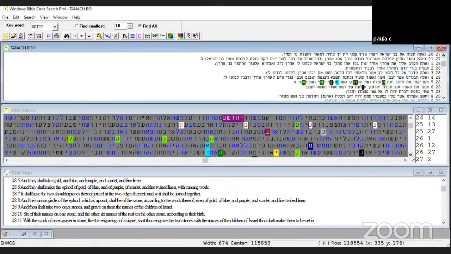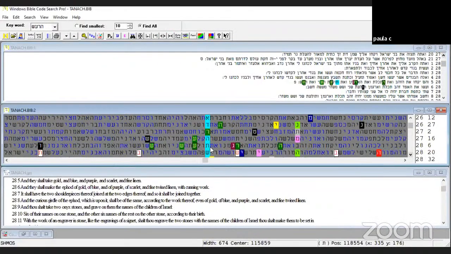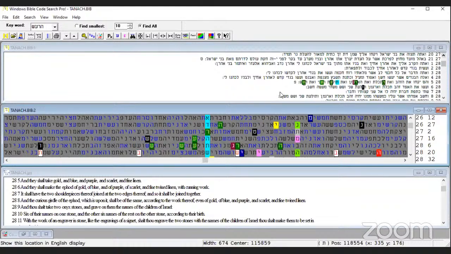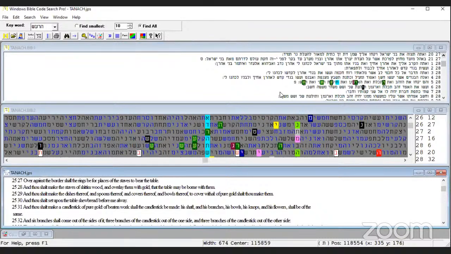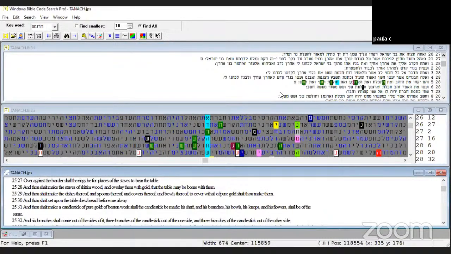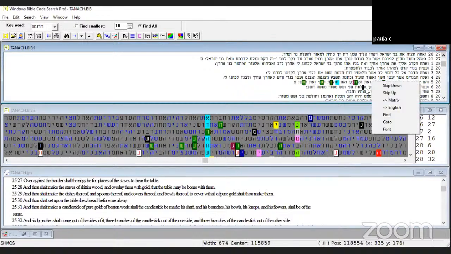Let's see, this ta. So it's in Exodus 28:5. Is that right? 28:5. Let me go back there. I waited too long. Hold on.